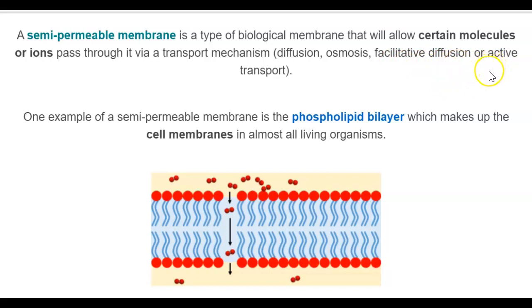One example of a semi-permeable membrane, I hope you know already, is the phospholipid bilayer, which makes up the cell membranes in almost all living organisms. And here's a diagram of a cell membrane with the phospholipid bilayer, and you can see that these would be oxygen molecules easily diffusing through the cell membrane.